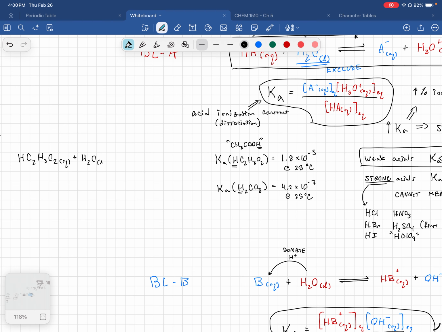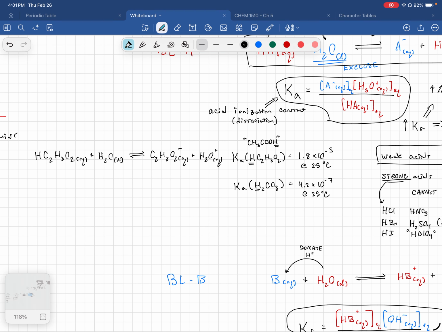Well, it's that plus water forms the conjugate base, C2H3O2 minus aqueous plus H3O plus aqueous. So that is the specific equilibrium expression for the single ionization, single deprotonation of acetic acid.